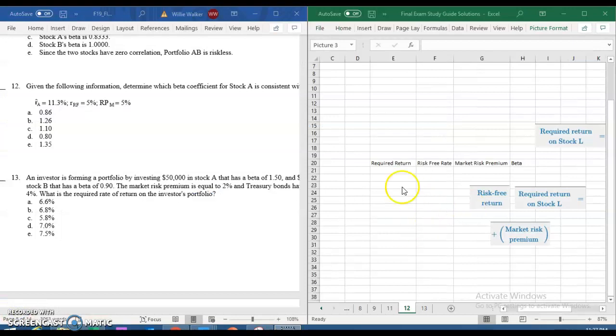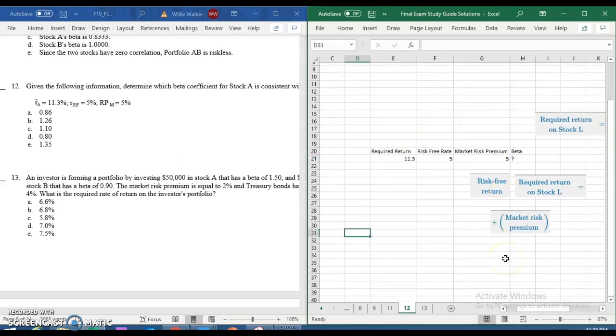So now what we can do, we can plug and chug. So our required return is 11.3%. The risk-free rate is, the risk-free return is 5%. Market risk premium is also 5%. So we're trying to find beta.